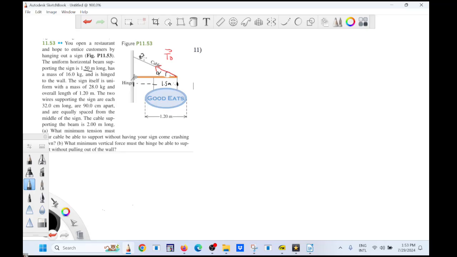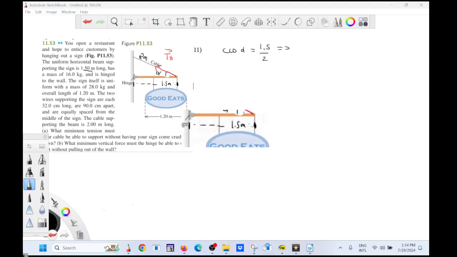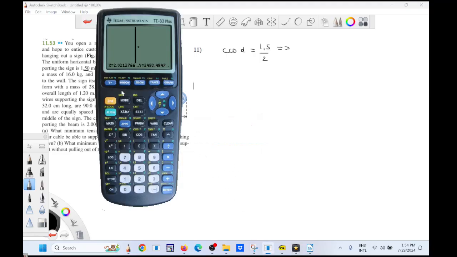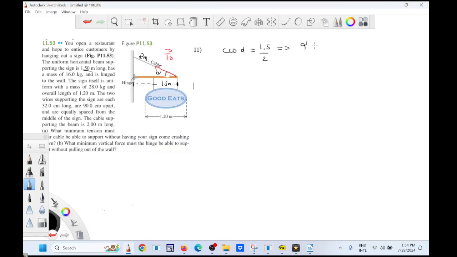So this cable is 2 meters. So already we can find alpha, right? So we can say that cosine alpha equals 1.5 over 2. So that will be our first step. It's already something. We can find the angle. So it's going to be 1.5 divided by 2. It's going to be 41.4 degrees. So I have this alpha here.